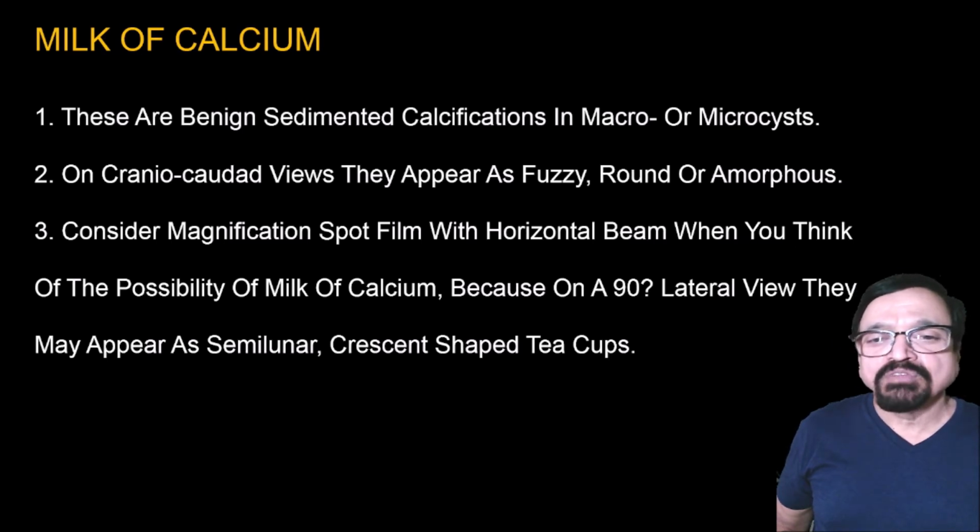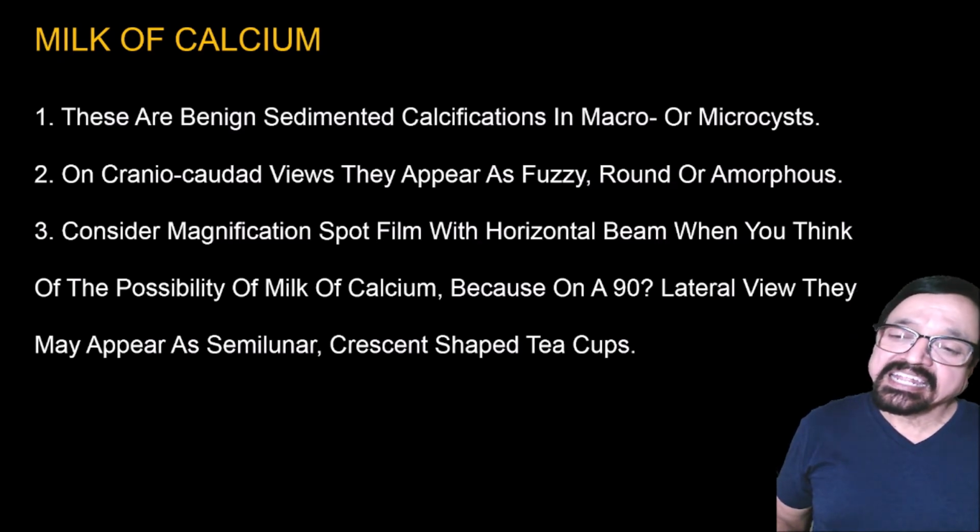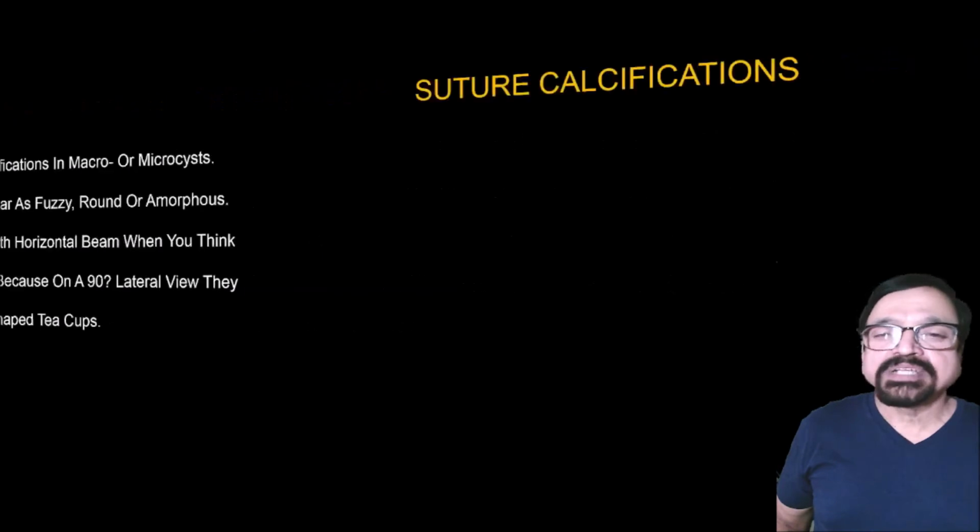On craniocaudal view, they appear as fuzzy, round or amorphous. Consider a magnification spot film with horizontal beam when you think of the possibility of milk of calcium, because on a 90-degree lateral view they may appear as semicircular, crescent shape or teacup shape.